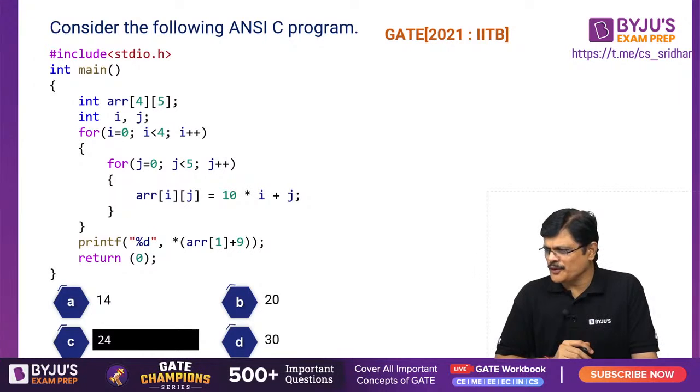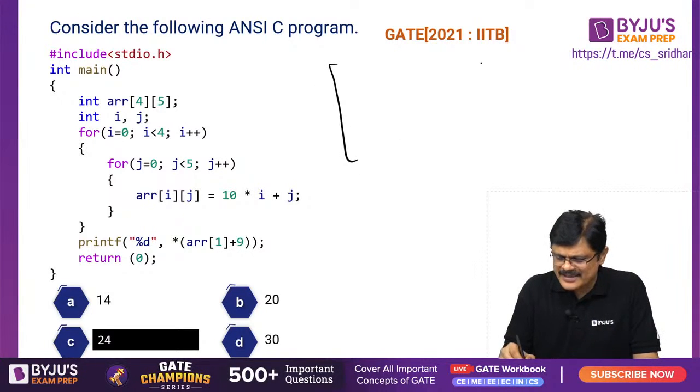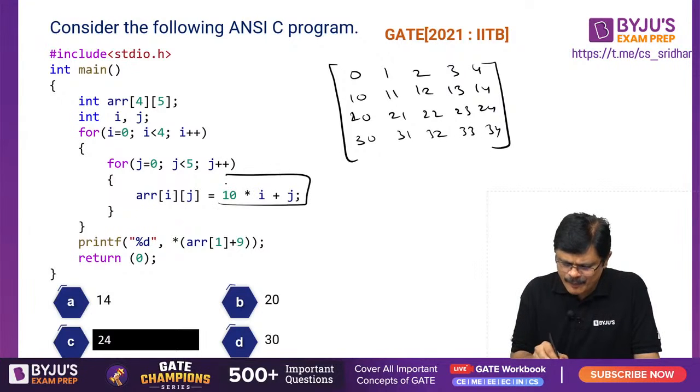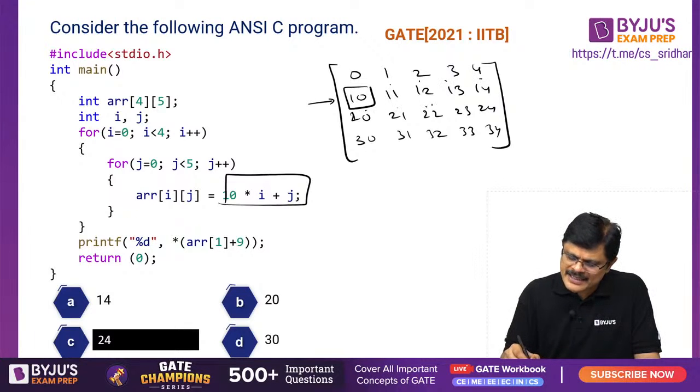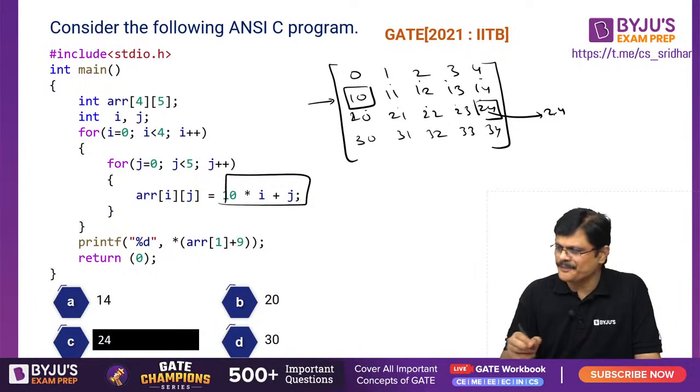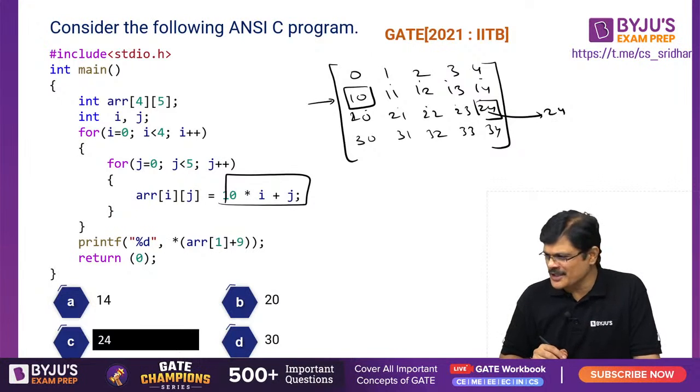All of you able to follow? First thing is identifying the matrix, which is 0, 1, 2, 3, 4, 10, 11, 12, 13, 14, 20, 21, 22, 23, 24, 30, 31, 32, 33, 34. First, understanding this definition is important. Later on, arr plus 1 means this location, plus 9 means 1, 2, 3, 4, 5, 6, 7, 8, 9. This location, the value at that particular location is 24. Like this, you are going to get the answer. Hope you understand.